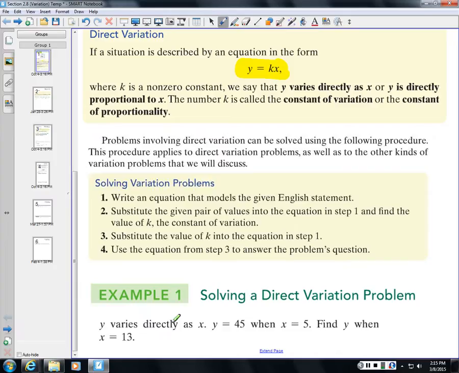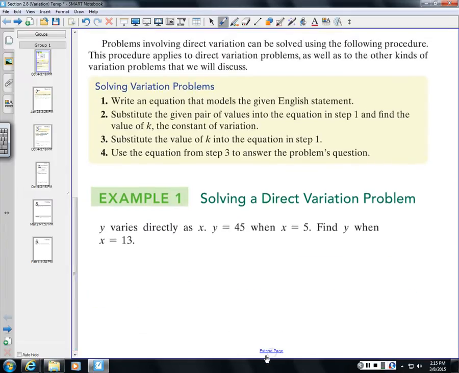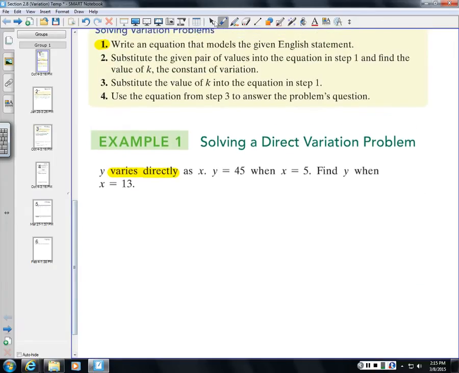So for instance, taking step 1 and looking at example 1, we see y varies directly, so step 1 is saying I would write the equation for direct variation, which is y equals k times x. We'll go through these steps while we work this problem. So we have step 1. We looked for the keywords. It says varies directly, and since it's y varies as x, we're using the formula y equals kx.